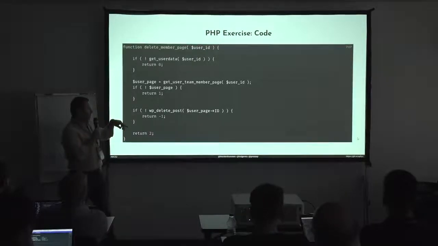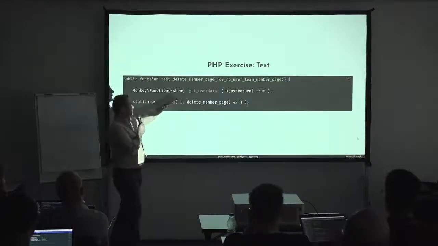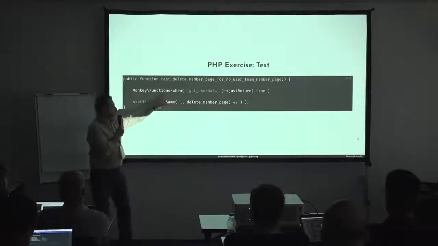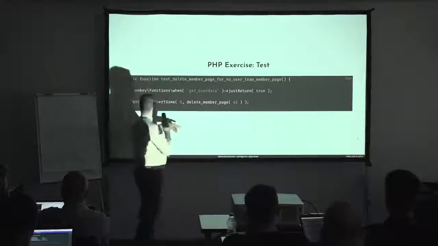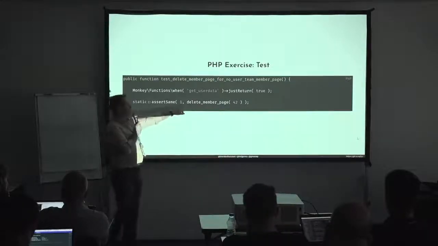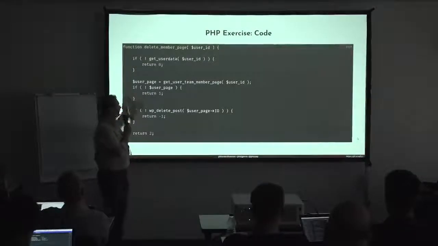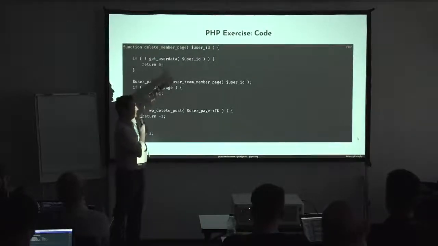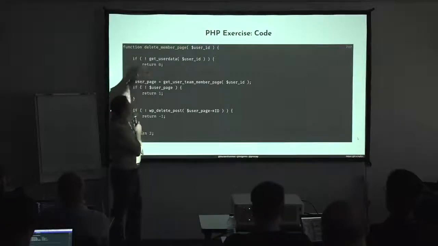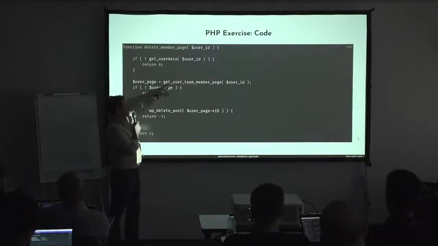Again, in this test, we see that we are telling, via Monkey function when, that when this function is called, then we just return true. And then we assert, as we saw before, that calling the lead member page with 42 will return 1. But if getUserData returns 0, sorry, returns 1, then this will pass because this will not match it. And then we have this function that is not defined, so the test will fail.